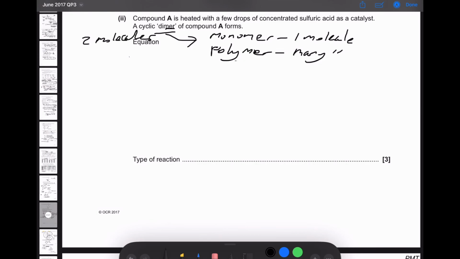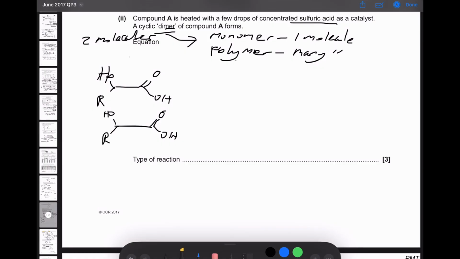And then you want to look at your reactants, or reagents even. You're using concentrated sulfuric acid as a catalyst. So your mind's starting to go, what do we use sulfuric acid as a catalyst in? What type of reaction? So what we're going to do then is draw out our 2 molecules of A. So double bond O, OH, R. And then we do that again, double bond O, OH, R.